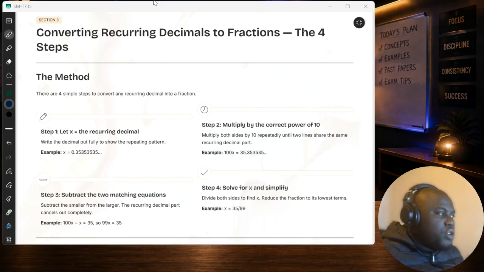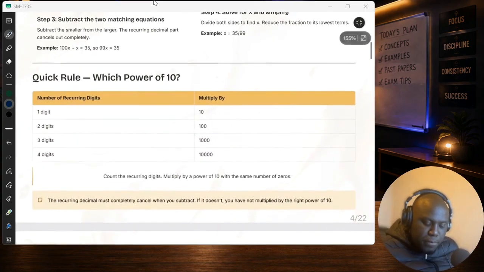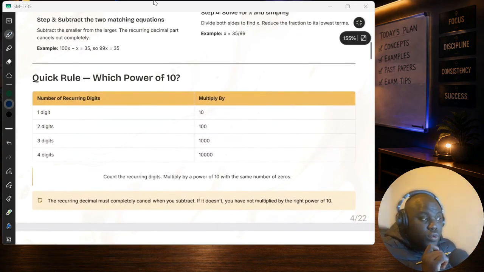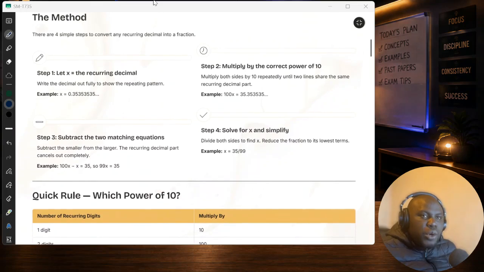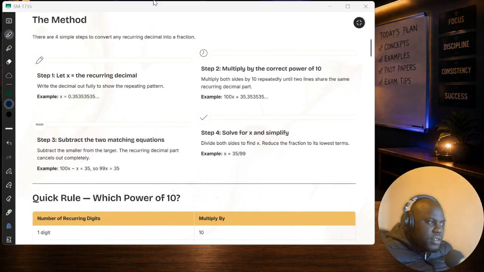I don't want you to cram it. You can cram it if you want, but I'm going to give you the best way. So here's what you do when you want to convert to fractions. The first step will never change. What will change is the second step. Let me show you what you do in the first step.